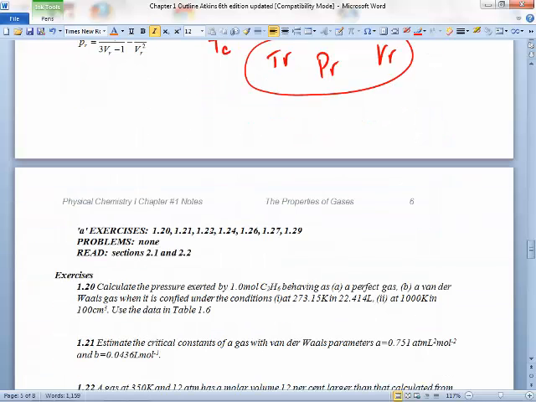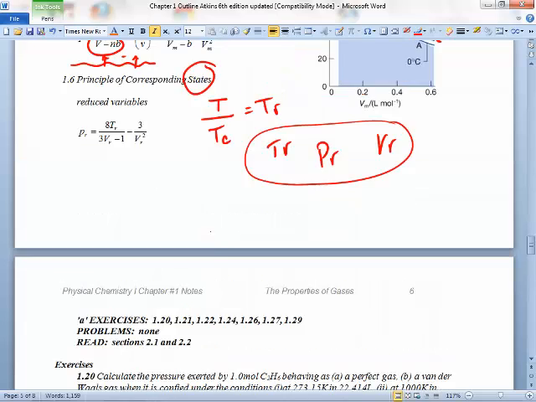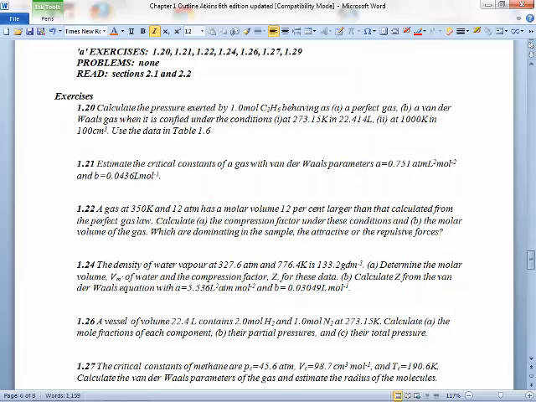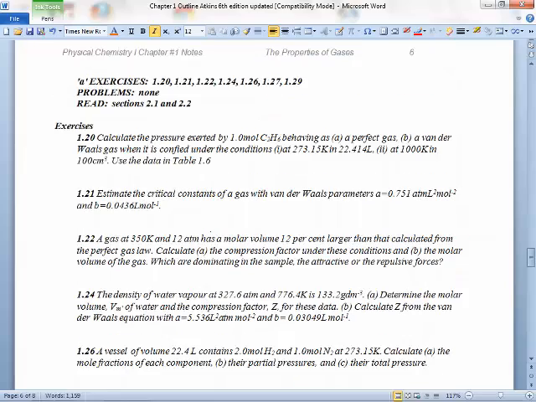All right, so we've got some exercises. Ooh, yeah, there aren't any. Okay, no problem. Our first one: find the pressure exerted by 1 mole of C2H6. What is that, ethane? Behaving as a perfect gas. I'll just start there.